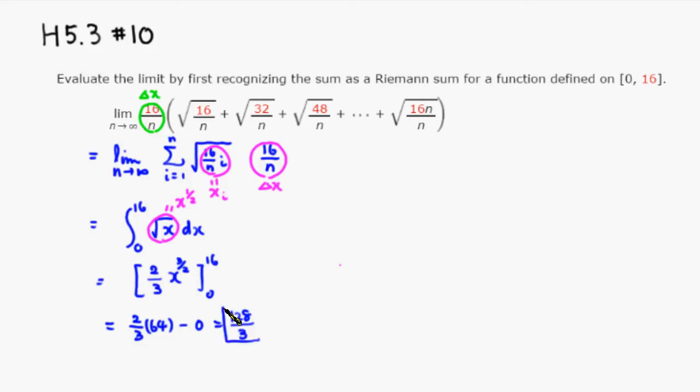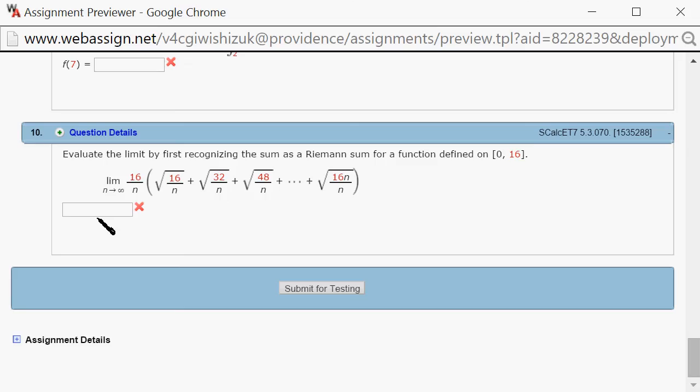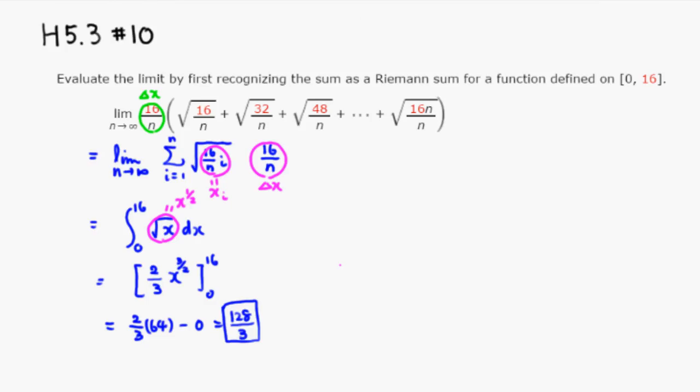Alright, so let's type it in. So we got the 128 over 3. Let's check submit for testing. Alright, it came back and looks like we got this one correctly. Alright, that's it. I hope that this was clear.